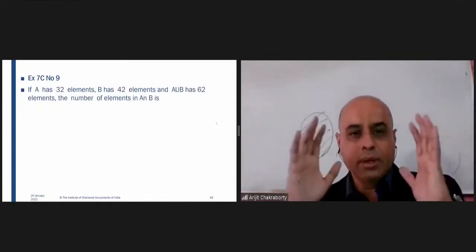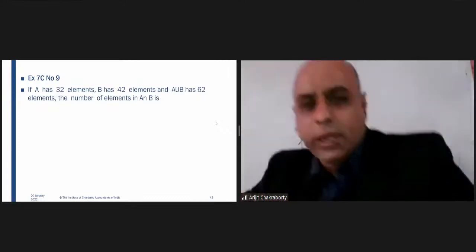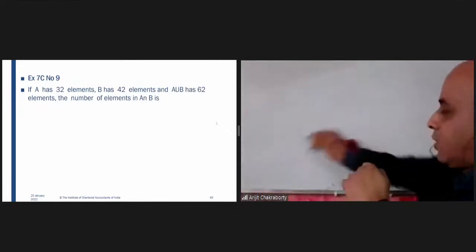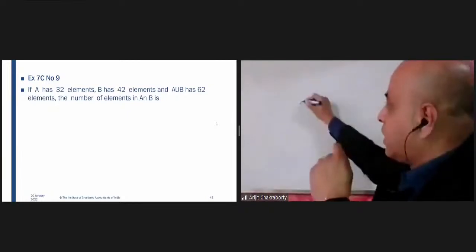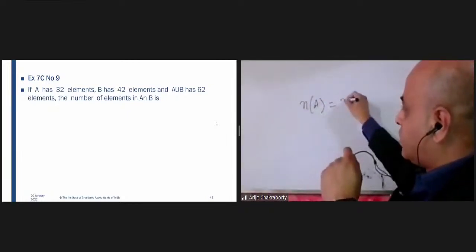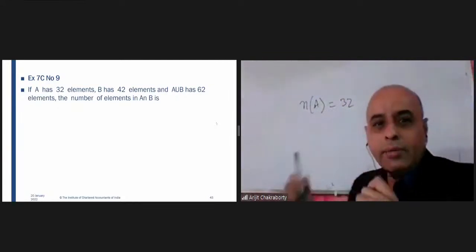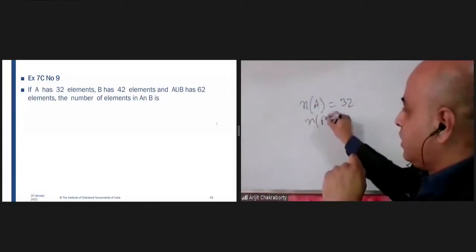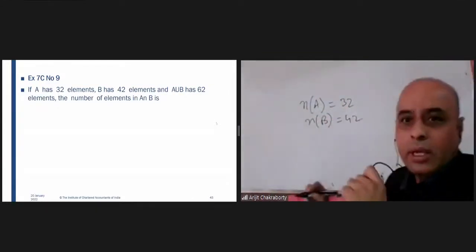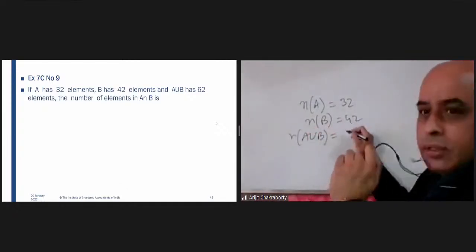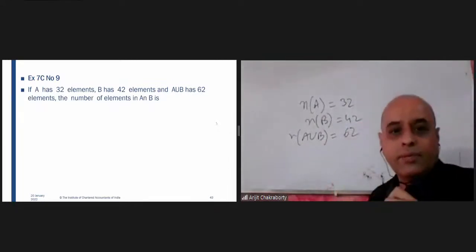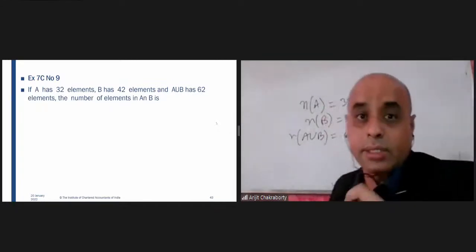Okay. Number 9 we are doing. A has 32 elements. So I will write the question. n(A) is 32, n(B) is equal to 42, and n(A union B) is 62. We have to find A intersection B.